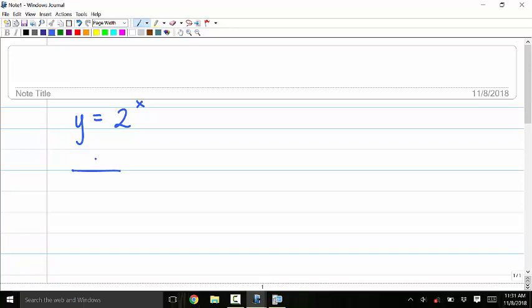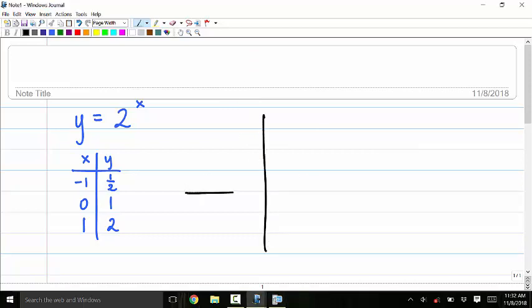We said that our three favorite x values were -1, 0, and 1. When x was -1, 2 to the -1 was 1/2. 2 to the 0 was 1, and 2 to the 1 was 2. So when we went and graphed this, we had -1, 1/2, 0, 1, and 1, 2.